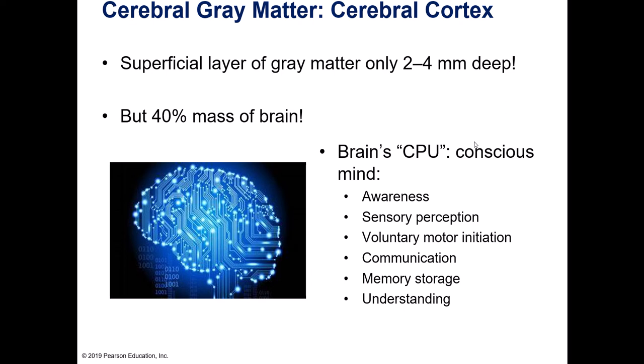So the cerebral cortex is really pretty much your brain's CPU. It is where your conscious mind is. So all of your ability to be aware of things, your ability to sense things, to initiate motor movement, so to walk and talk and all that happy jazz, to communicate, to form words, to have memories, to understand things, to have a personality, all of it. Everything that you think of as you is really in your cerebral cortex there.